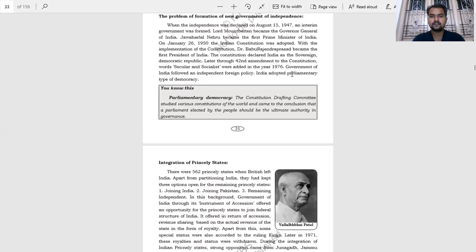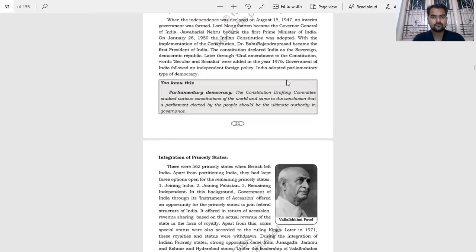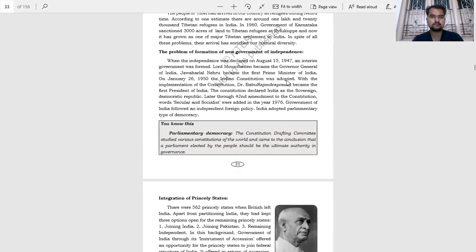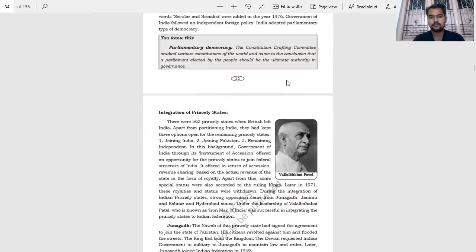Then India adopted the parliamentary type of democracy, where we have a parliament building in our capital city, New Delhi, and the parliament has two houses, upper house and lower house. The upper house is Rajya Sabha and the lower house is Lok Sabha. So that is about the formation of the government just after independence.